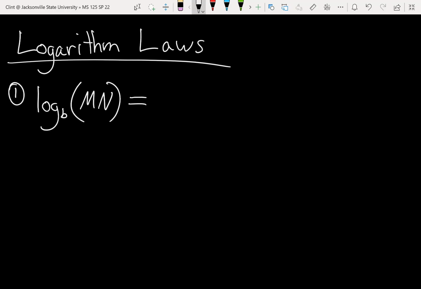You may remember what we can do. The product inside the logarithm turns into the log of m plus the log of n. So if we have a product inside of a logarithm, we can write that as the sum of two logarithms. The base stays the same, so that's not tricky.